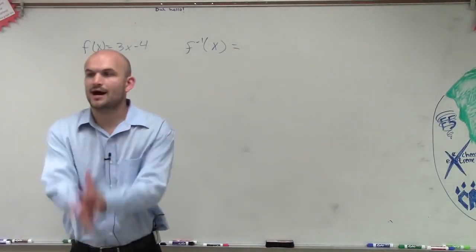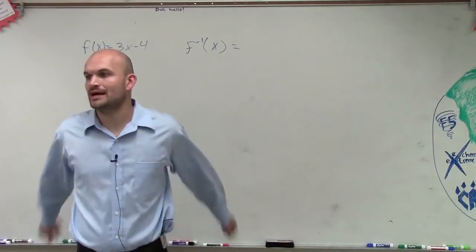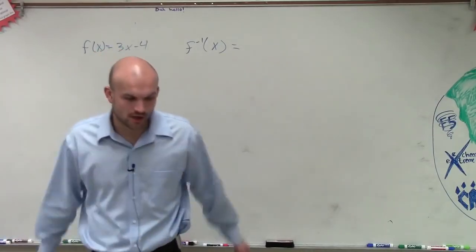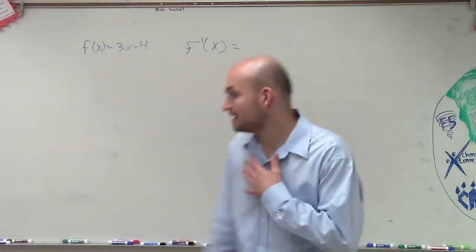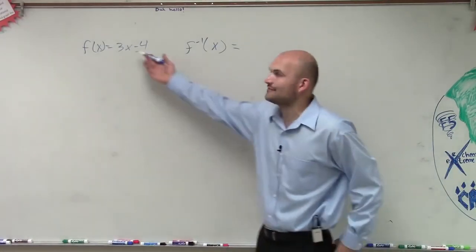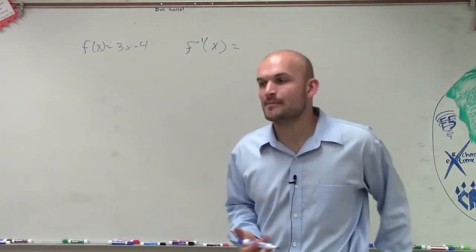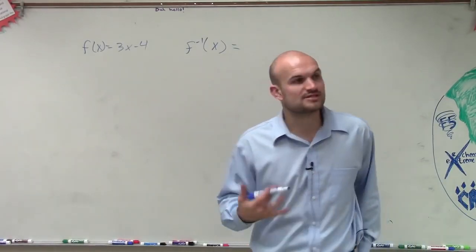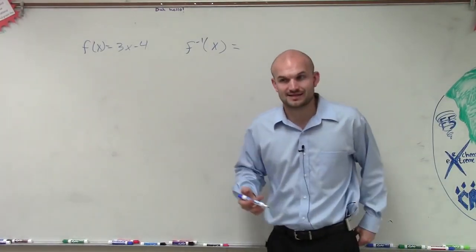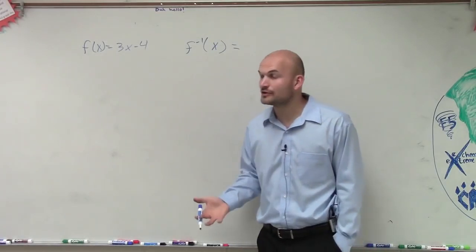OK, so now let's go through and deal with the inverse. So when we're looking at the inverse, ladies and gentlemen, they give us f of x equals 3x minus 4. But what they want us to do is find the inverse. And if you guys remember when I taught this, the inverse was our step-by-step process. I had you guys write these down in your notes.